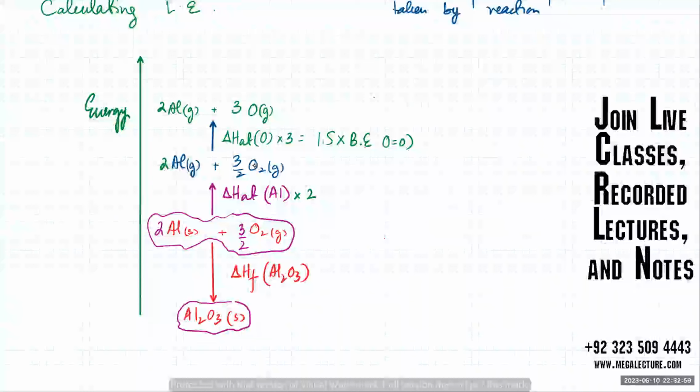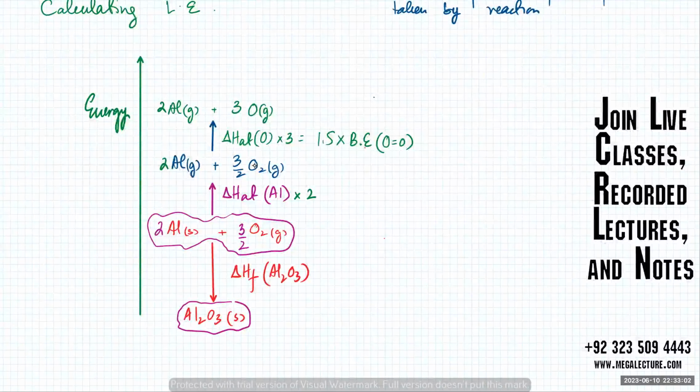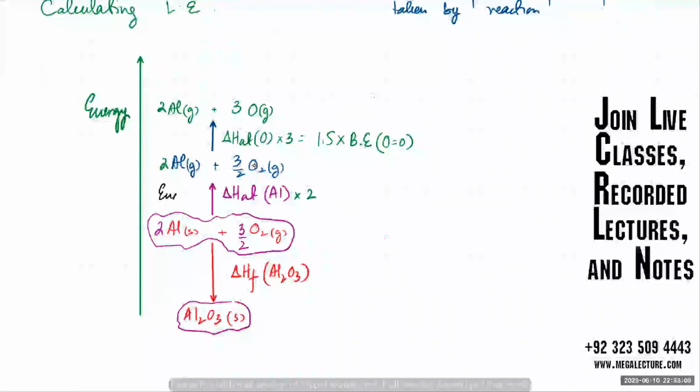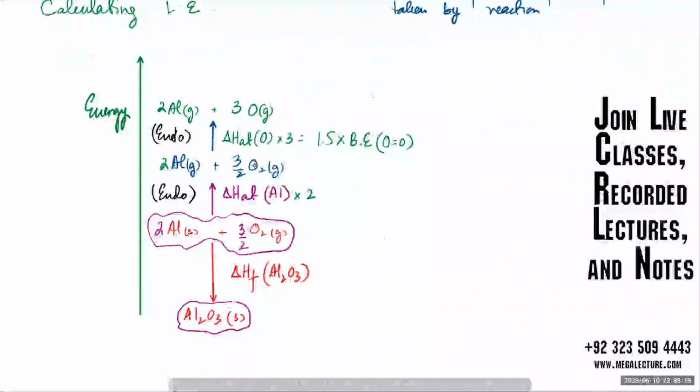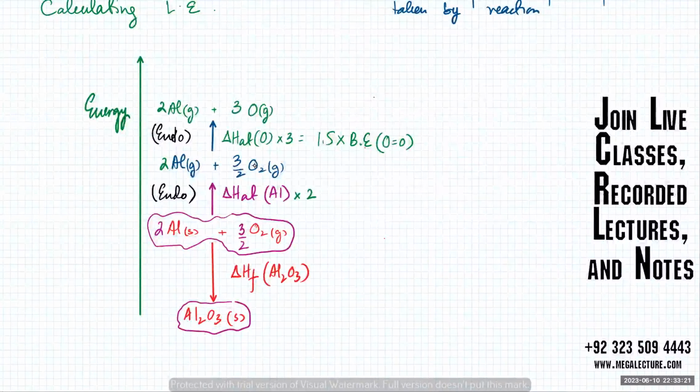Is this part clear? Yep. So this was endo. You're breaking the element into atoms. Again, you're doing the same thing, breaking the oxygen into atoms. So that's also endo. That's breaking bonds. Now the next step is you're going to ionize. When you try to ionize this, aluminium has to be ionized.